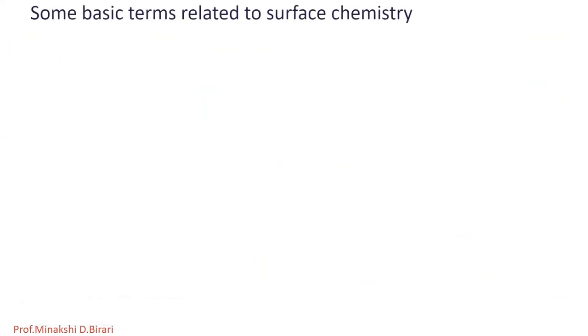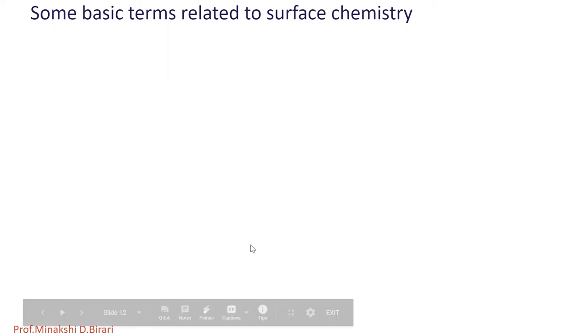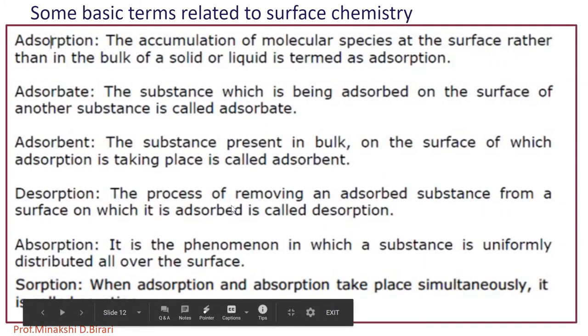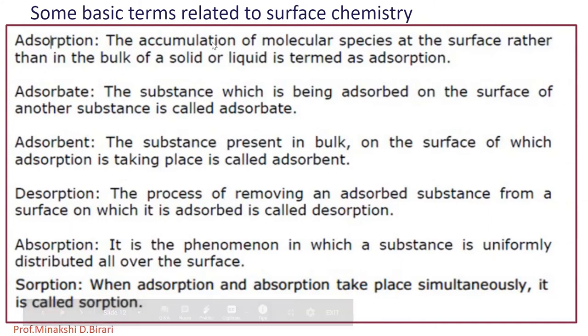Now, some basic terms which are related to surface chemistry. First of all, adsorption: the accumulation of molecular species at the surface rather than in the bulk of a solid or liquid is termed as adsorption. We have studied adsorbate. What is adsorbate? The substance which is being adsorbed on the surface of another substance is called adsorbate. Then adsorbent: the substance present in bulk on the surface of which adsorption is taking place is called adsorbent.